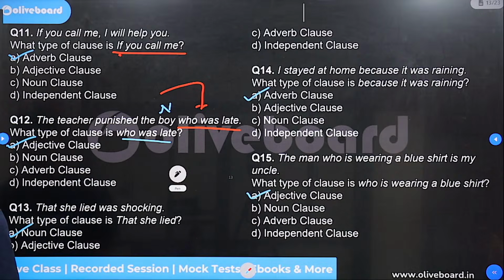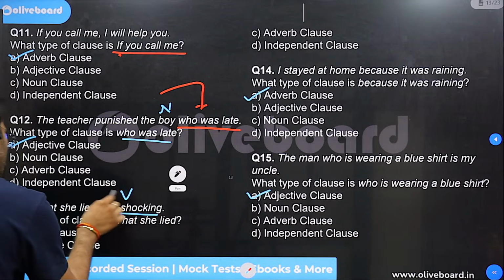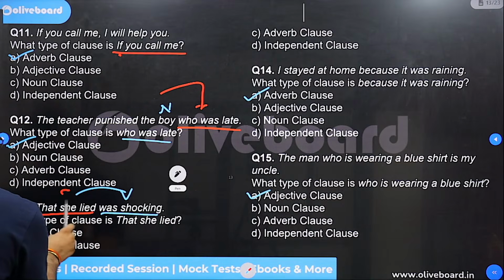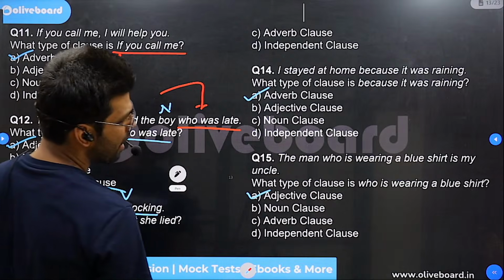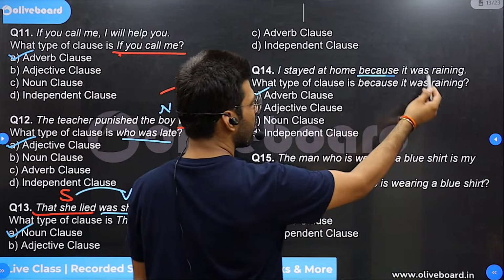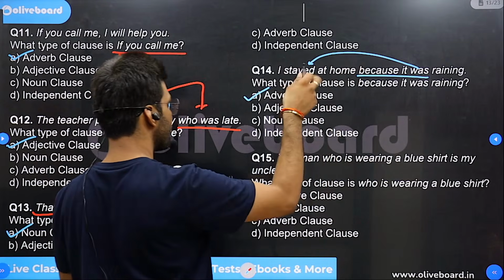What was shocking? Was shocking is a verb. We have nothing out there, but we need the subject of the verb. Subject, object has to be a noun or a pronoun. I stayed at home. Why? Because it was raining, so I stayed at home. Defining the reason why I stayed at home.